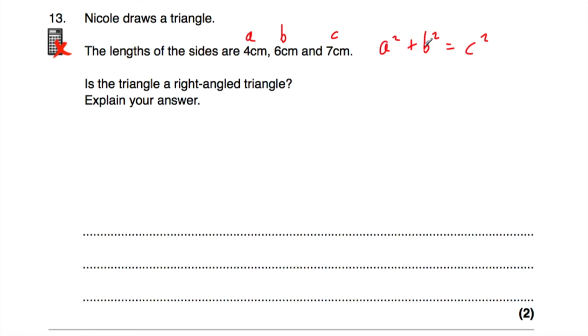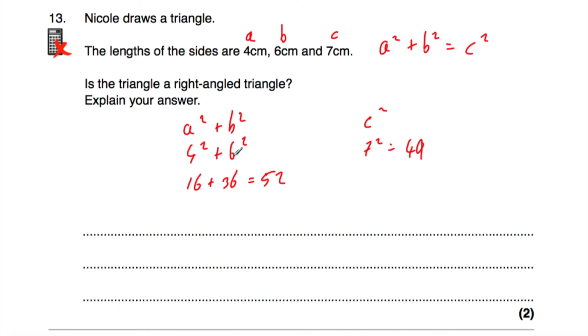So let's work out what a squared plus b squared would be. That would be 4 squared plus 6 squared. 4 squared is 16, plus 6 squared is 36, and 16 plus 36 is equal to 52. So a squared plus b squared is equal to 52. Now that will have to be equal to c squared if it's a right angle triangle. So let's work out what c squared is. c is 7, so c squared would be 7 squared, and 7 squared is equal to 49.